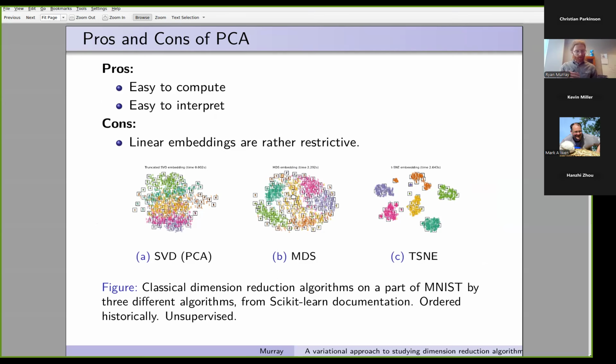So what are the pros and cons of PCA? Well, it's easy to compute, it's easy to interpret, and it's parametric. I only need to learn this linear map, which is going to be a D by M matrix. The downside is that these embeddings are rather restrictive, and the fact that they're linear means they can only capture certain types of structure. In particular, if I'm looking at the MNIST data set, the visualization and the subgroups that I'm able to identify really are not so compelling with PCA when I compare with some of the algorithms that historically came out.